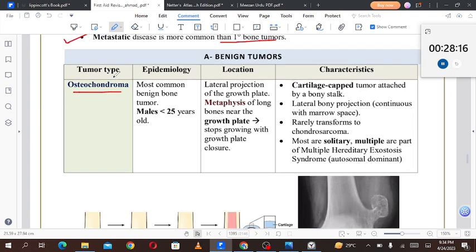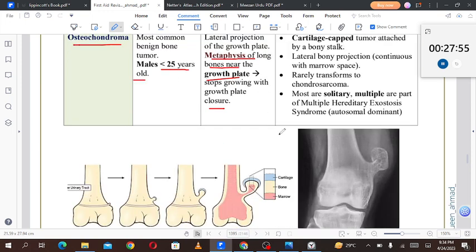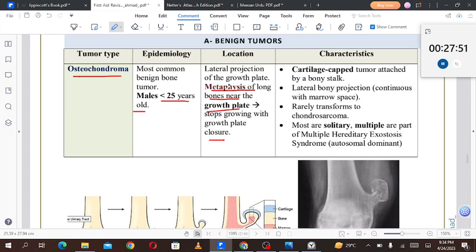The most common type is osteochondroma. Epidemiology: it is the most common benign tumor, in males less than 25 years of age. Location: lateral projection of the growth plate, in the metaphysis of the long bone near the growth plate, and it stops growing with growth plate closure. As you can see in this picture, the osteochondroma is the lateral projection of the growth plate.